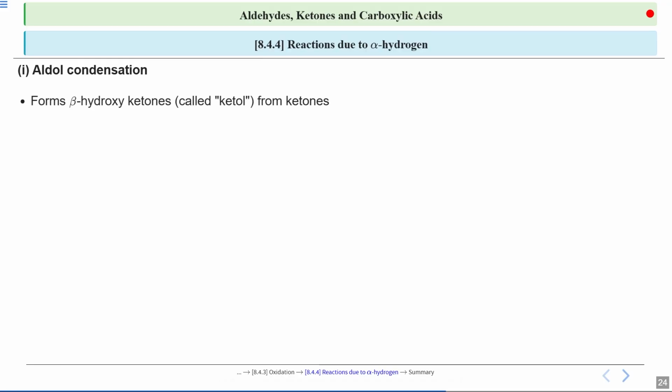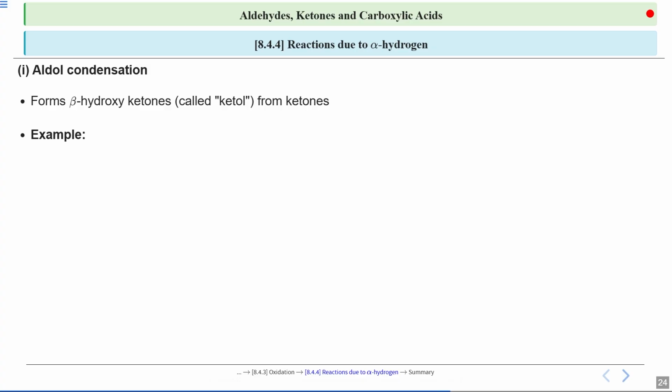Now let us see the formation of beta hydroxy ketones, which is called ketol, from ketones. Earlier we were forming beta hydroxy aldehydes, which were called aldols. And similarly, we will form beta hydroxy ketones, which are called ketols.